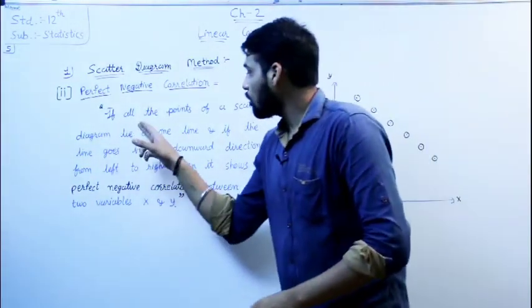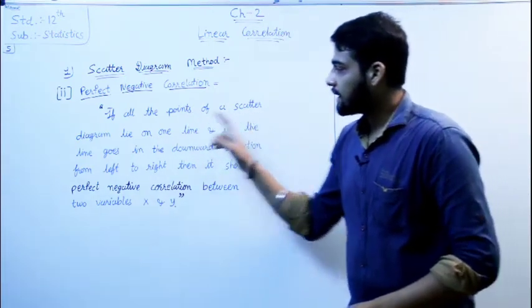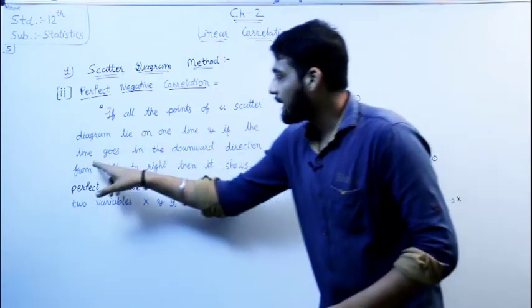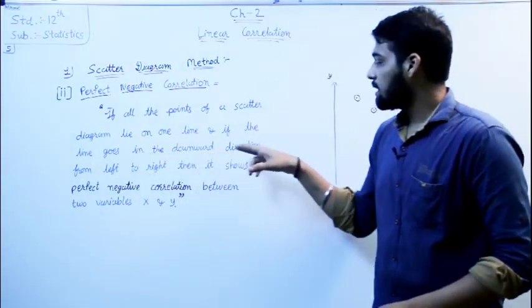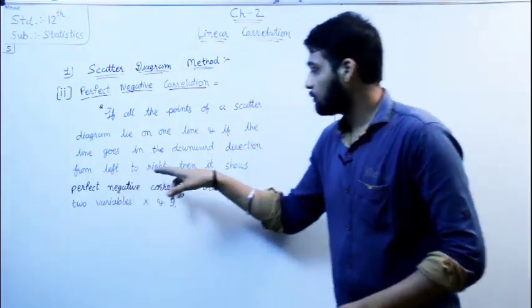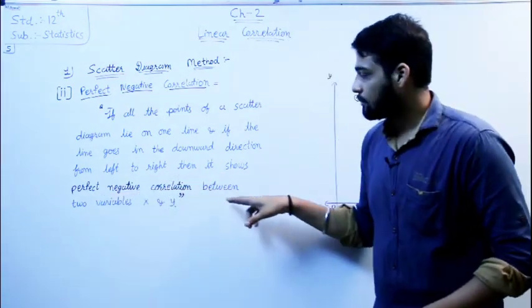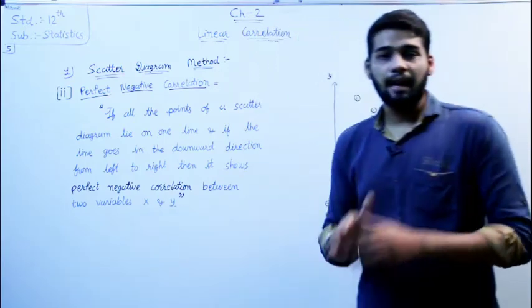If all the points of a scatter diagram lie on one line, and if the line goes in the downward direction from left to right, then it shows perfect negative correlation between two variables x and y.